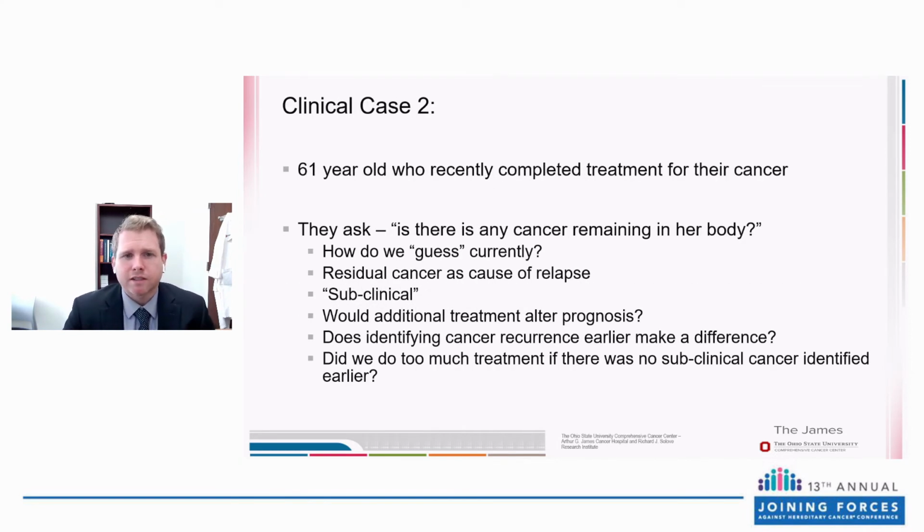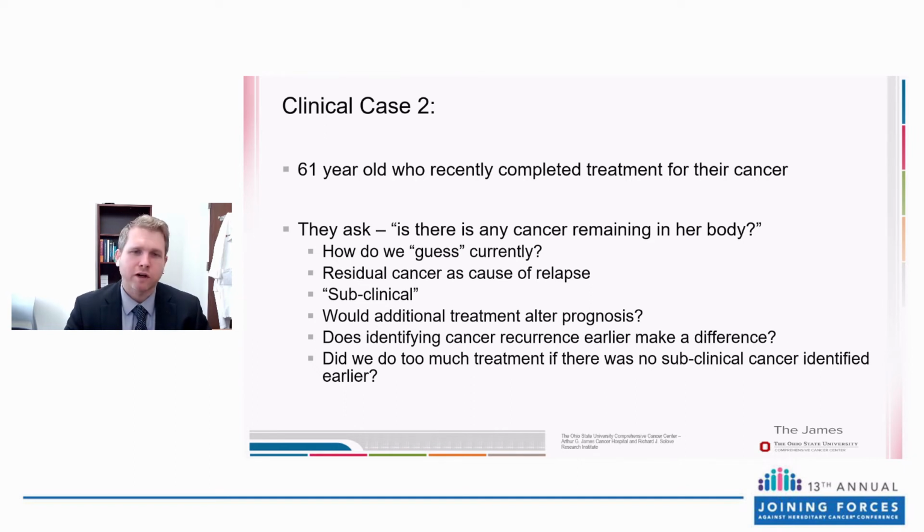Let's move to a second case. In this case, we have a 61-year-old who recently completed their treatment for cancer. So this is not screening, not diagnosis, somebody that has a known cancer diagnosis. And a common question I get in my practice is, is there any cancer remaining in my body? And right now, it's a guess.